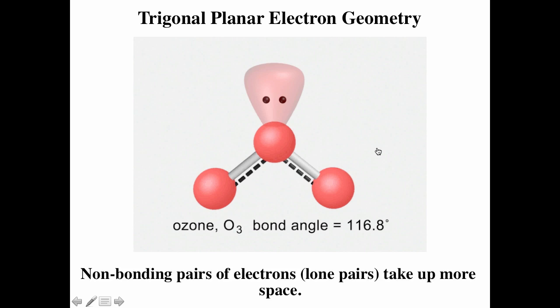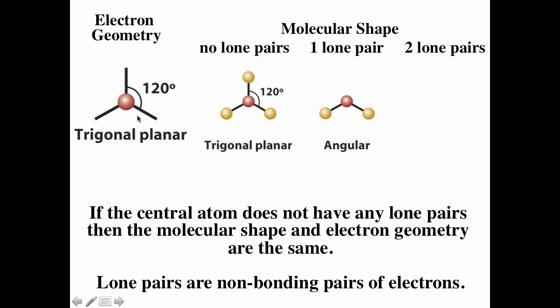And so non-bonding pairs take up more space, and so that makes the bond angle a little bit smaller. And so again, you look at ozone, you have a lone pair on top, takes up a little bit more space, pushes this atom down, and so this bond angle is going to be a little bit less than 120 degrees. And so trigonal planar electron geometry can correspond to trigonal planar molecular shape as long as there's no lone pairs on that center atom. If you have a lone pair, like in the case of ozone, then that gives you bent or angular molecular shape.